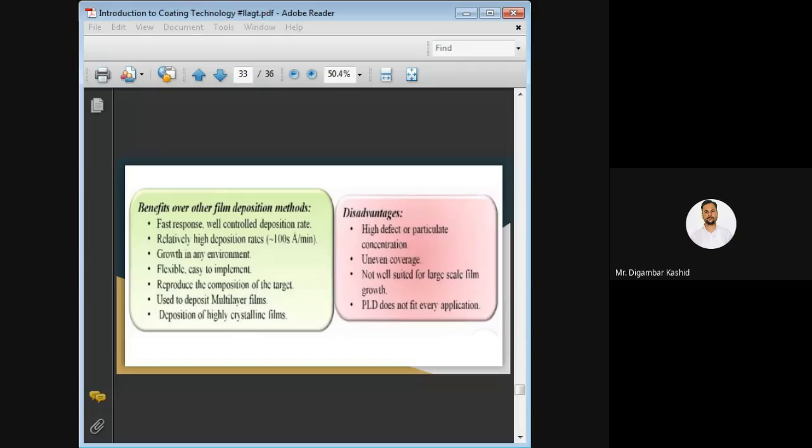That means you can make the sandwich structure also. Okay, so coating of one metal, then on top of that you are using another metal. Then on top of that you go for another metal. That's also possible, but it depends upon your requirement.